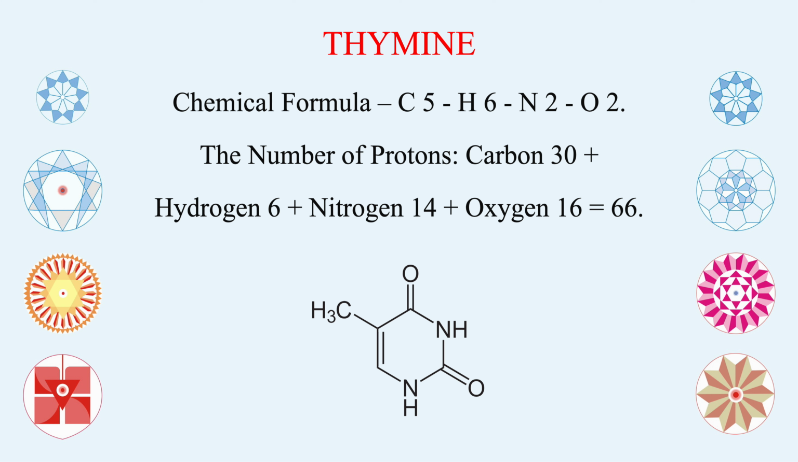Number 1 is thymine. Its chemical formula is carbon 5, hydrogen 6, nitrogen 2, oxygen 2. The number of protons in this is only 66: carbons 30, hydrogen 6, nitrogen 14, and oxygen 16, total 66. Please make a note: thymine has 66. Adenine, you have already seen.